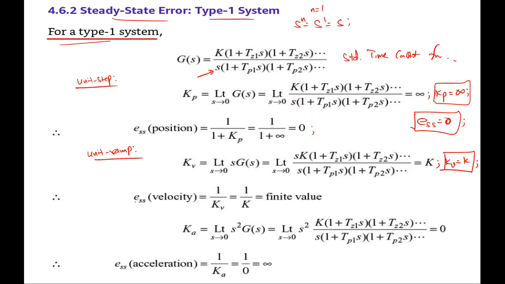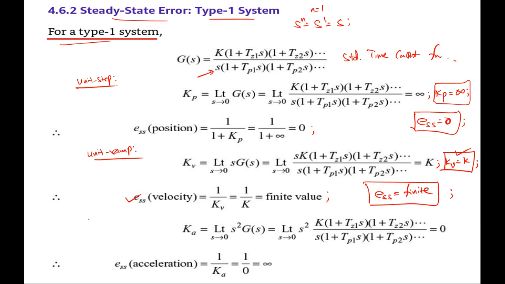Then we know the steady state error ESS is 1 by Kv. What is Kv? Kv is equal to K, we got it. So substitute here, it is 1 by K, means I am getting some finite value. So here the steady state error is some finite value, and it is nothing but 1 by K here, right? I am getting some finite value, it is finite.